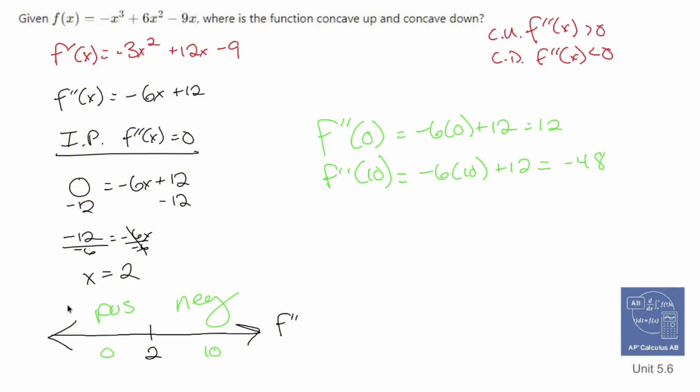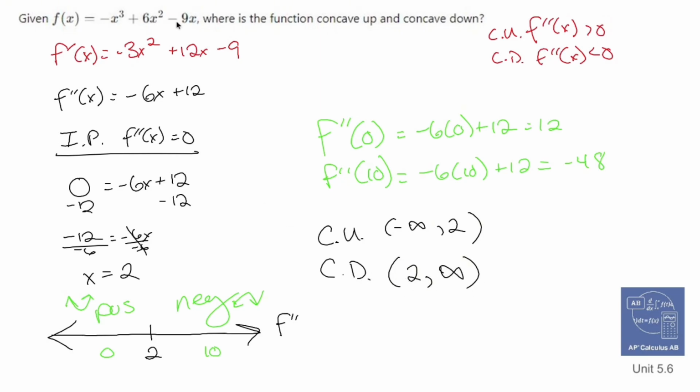So if your second derivative is positive, that means you are concave up. If your second derivative is negative, that means you're concave down. So we could say that we are concave up on the interval -∞ to 2, and we can say that we're concave down on the interval 2 to infinity. And this makes sense. This is a cubic. Cubic looks like this.